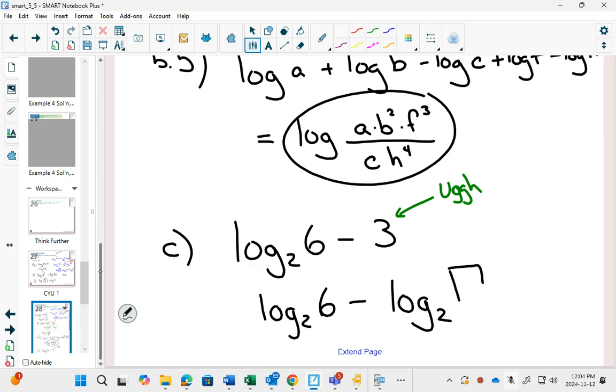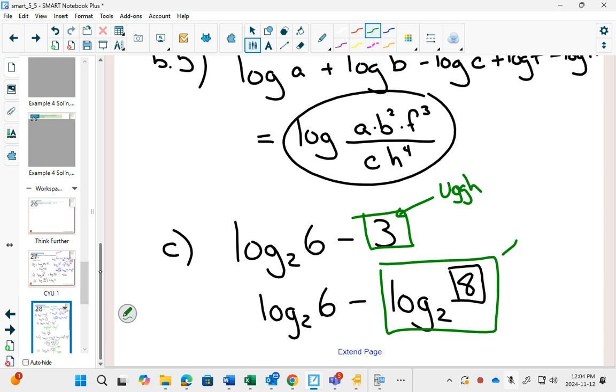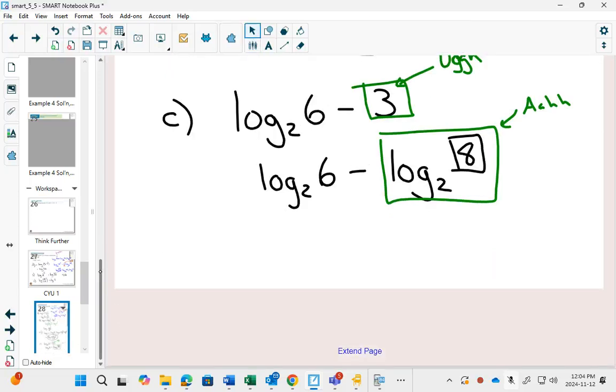If only this was possible to equal 3. Any ideas what number I should put in the box? An 8. Does that make sense? That if you put an 8 in this box, this right here is equal to 3. We went from ugh to ah. Because now it matches up with my log law.